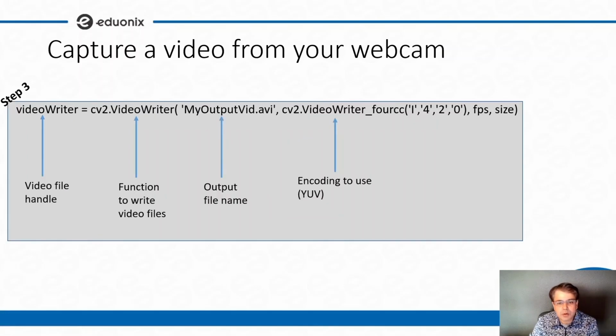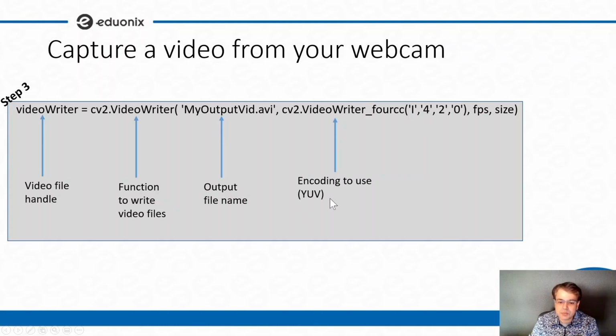And then once we know our resolution and our frame rate, we will now open what's called a video writer handle. This will actually allow us to take these frames and write them using a codec into a video file. So we'll open a video writer in CV2, and this video writer will take two arguments. The first argument is my output file name, where I want to save the video. And the second argument is the encoding that I want to use.